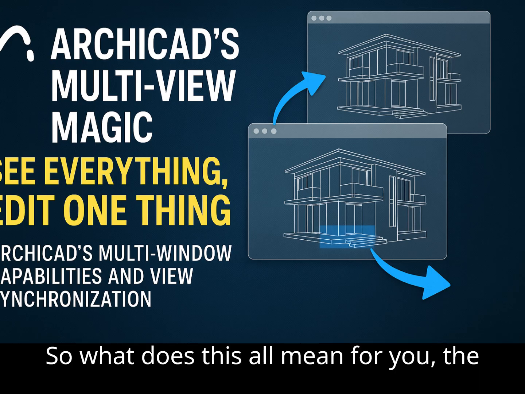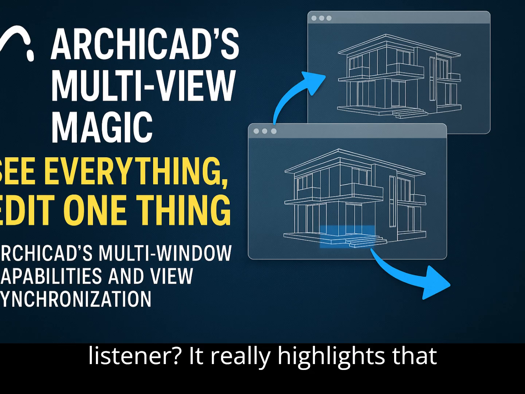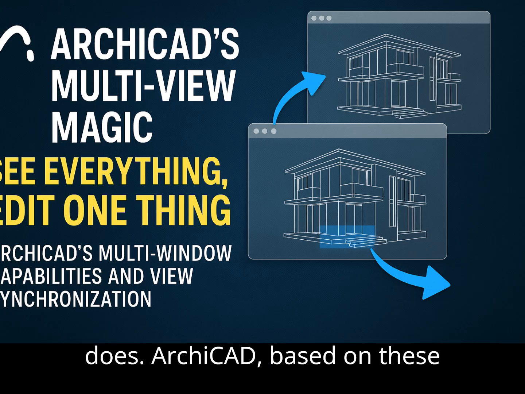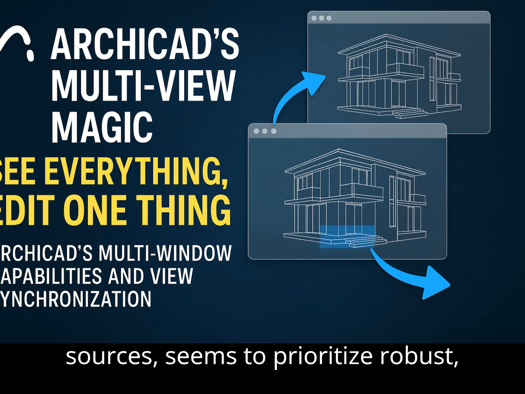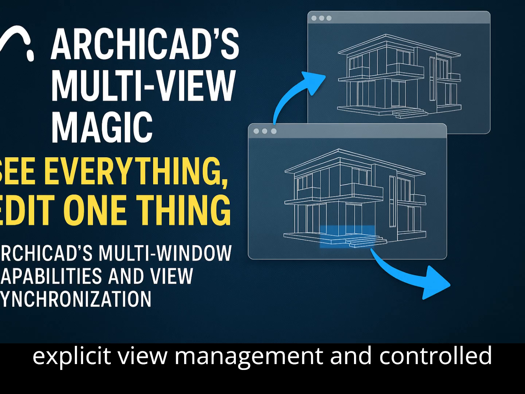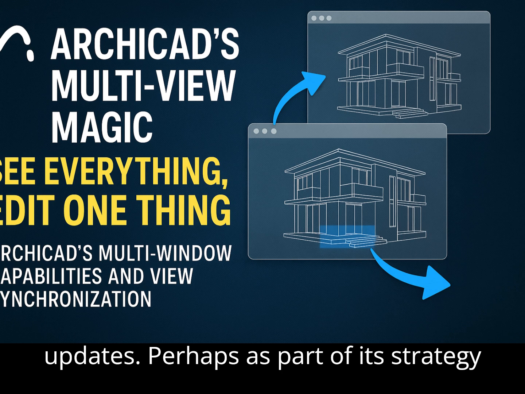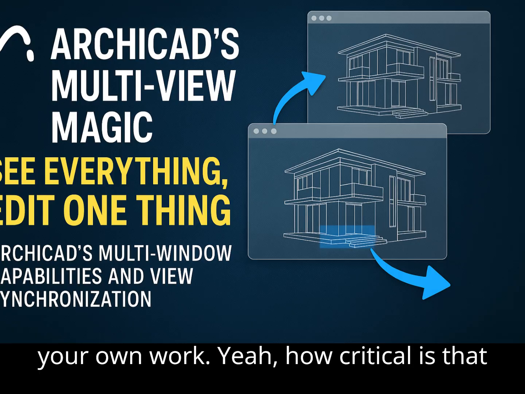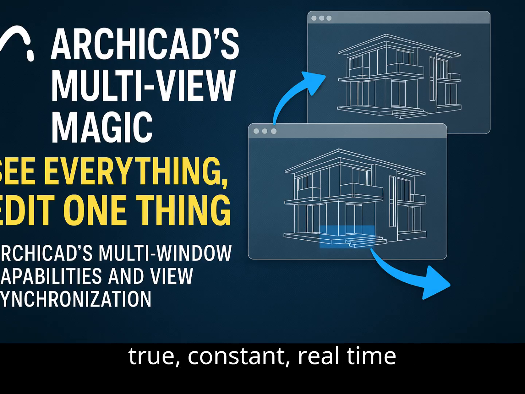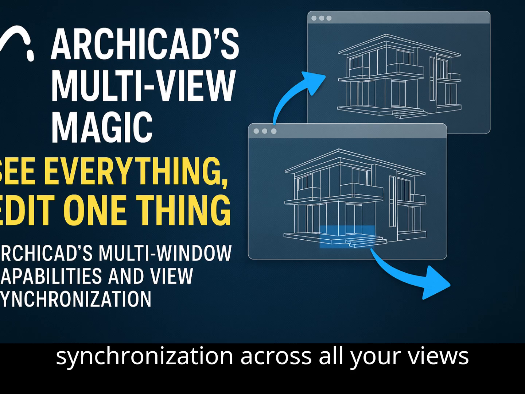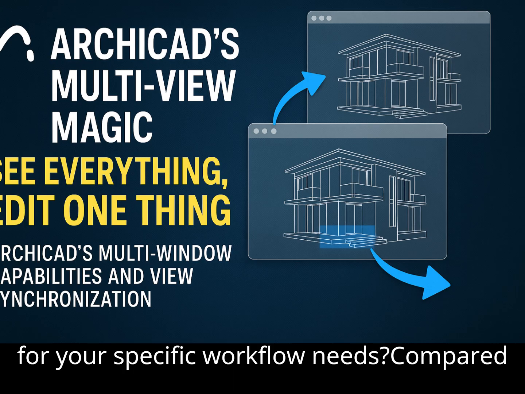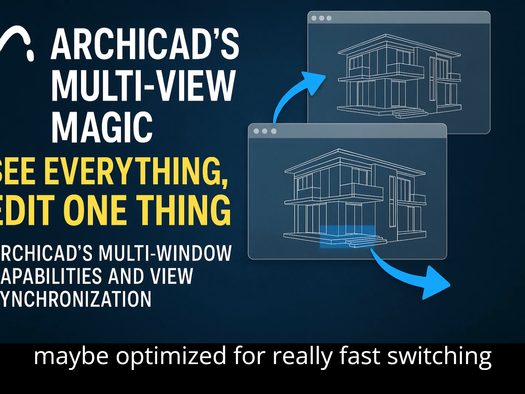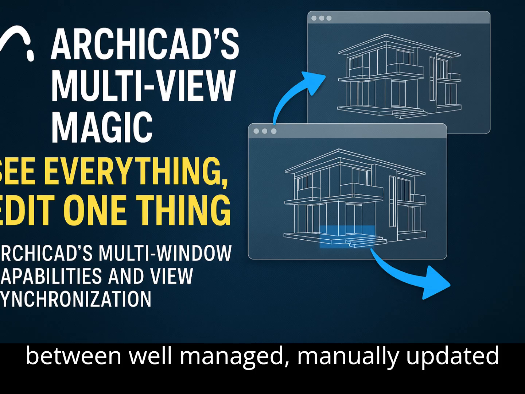Precisely. So what does this all mean for you, the listener? It really highlights that different software just has different underlying philosophies, doesn't it? It does. Archicad, based on these sources, seems to prioritize robust, explicit view management and controlled updates, perhaps as part of its strategy for handling performance with large, complex models. Which leads to an important question for you to consider in your own work. How critical is that true, constant, real-time synchronization across all your views for your specific workflow needs? Compared to, say, the benefits of a system that's maybe optimized for really fast switching between well-managed, manually updated views?